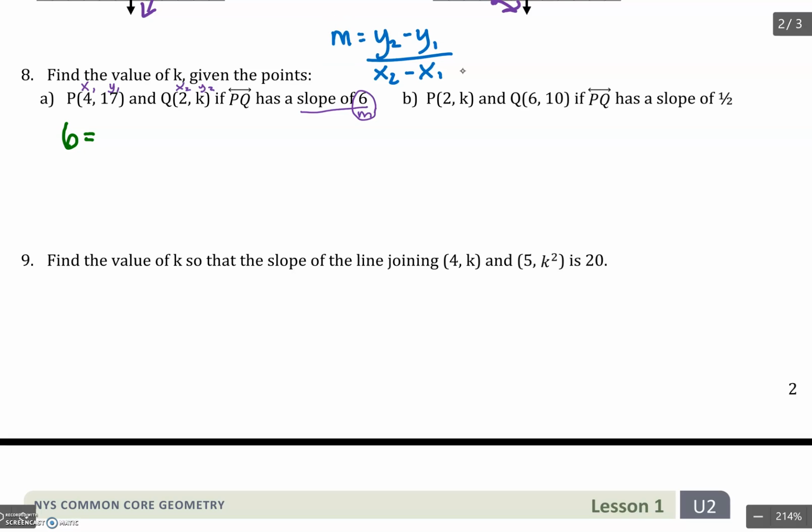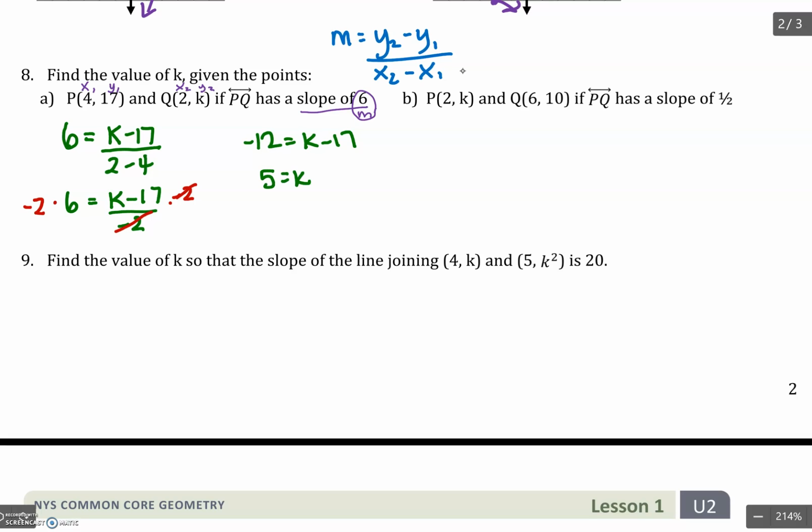So y2 minus y1 would be k minus 17 over x2 minus x1 would be 2 minus 4. Just to clean that up quickly, 2 minus 4 is -2. Now to solve it, I'm going to multiply by -2 on both sides. And I will get that -12 is equal to k minus 17. I'll add the 17 to both sides and get that k is equal to 5.